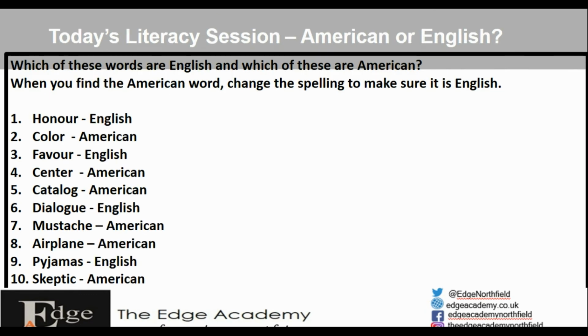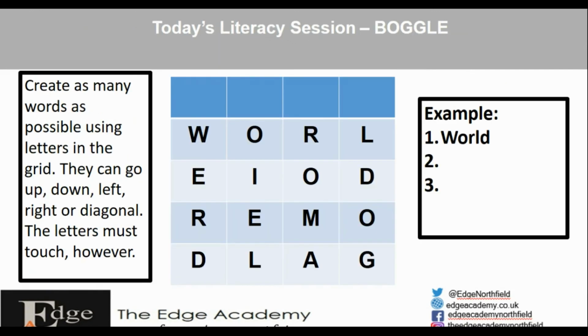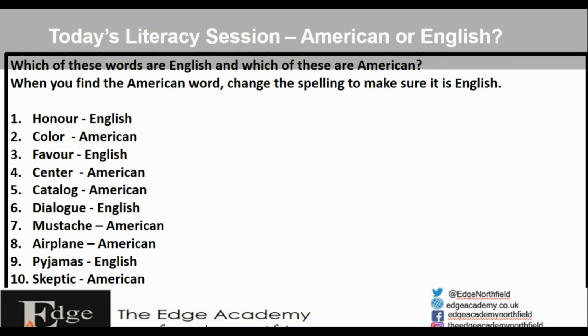Okay, and here are your answers there. So honour, favour, dialogue and pyjamas are English, whereas colour, centre, catalogue, moustache, aeroplane and skeptic are American. So please can you change the spellings there?